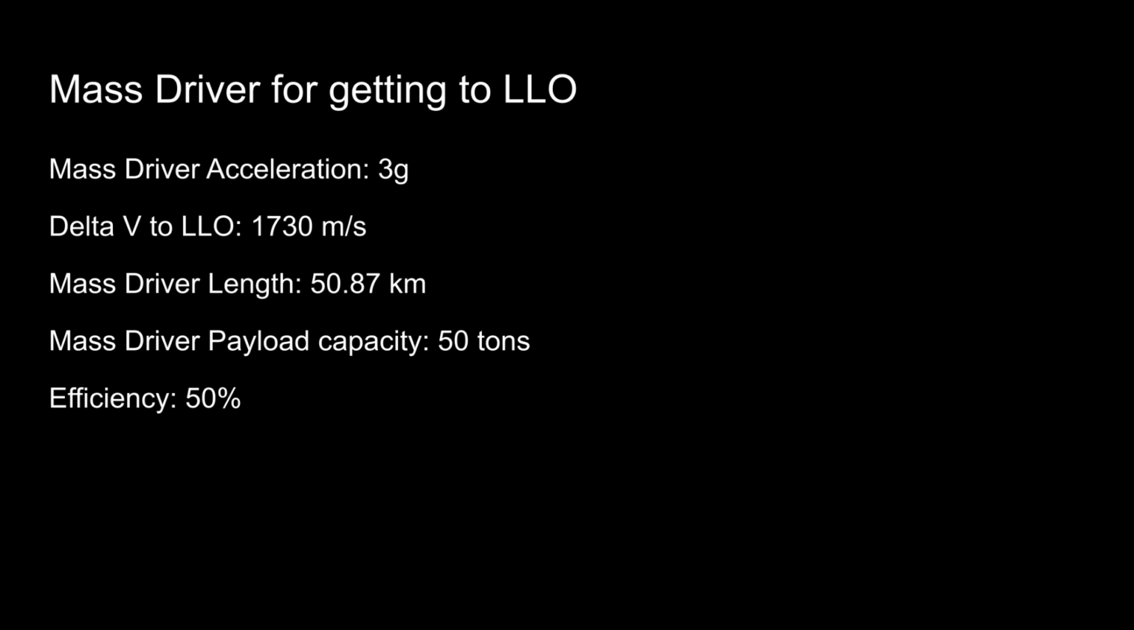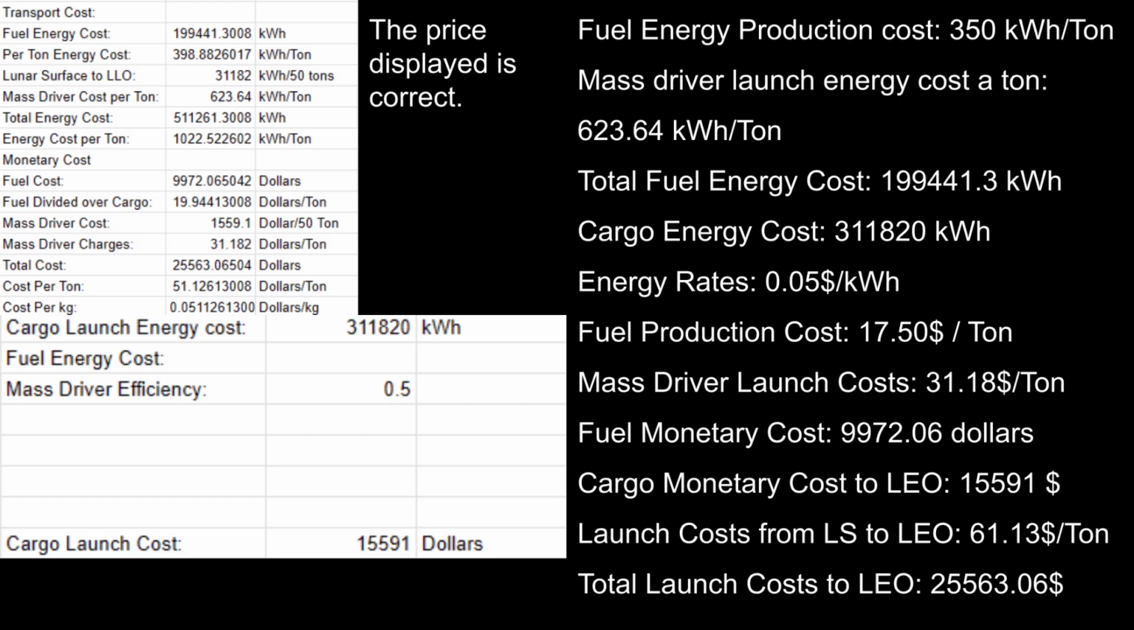The method of getting to low lunar orbit will be through a mass driver. I'll assume each mass driver launch is done in 50-ton batches, and only 50% of the inputted energy is actually turned into delta V. Ready for some numbers? Well, too bad. The total energy cost to export 1 ton from the moon to low lunar orbit with a 50% efficient mass driver is going to be 623.64 kilowatt hours a ton. The energy cost to produce a metric ton of liquid oxygen is around 350 kilowatt hours a ton.